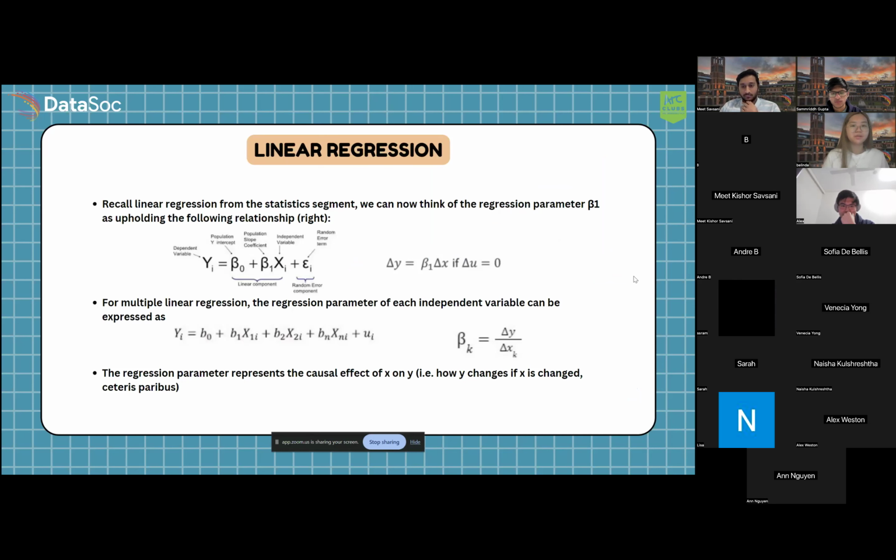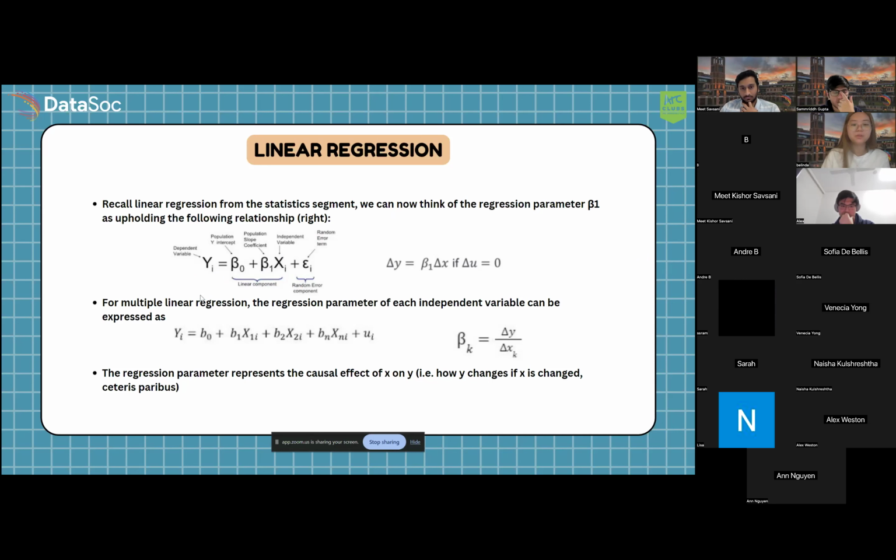Next, we will also have some linear regression. It has been touched on in the statistics segment, but now we can iterate again. We can think of linear regression as the formula here, where y1 equals b0 plus b1 times x1 plus e1, where y1 is the dependent variable, b0 is the population y-intercept, b1 is the population slope coefficient, x1 is the independent variable, and e1 is the random error term.